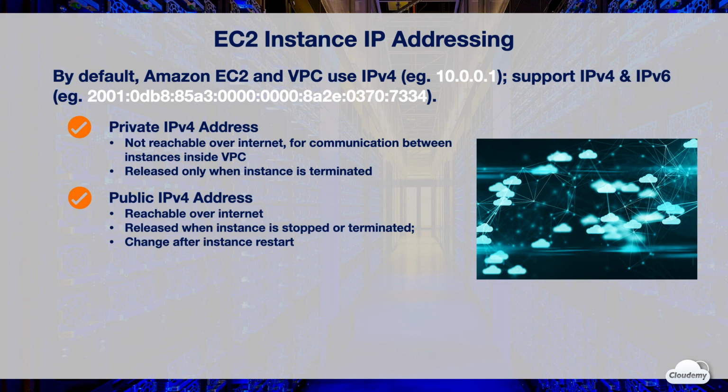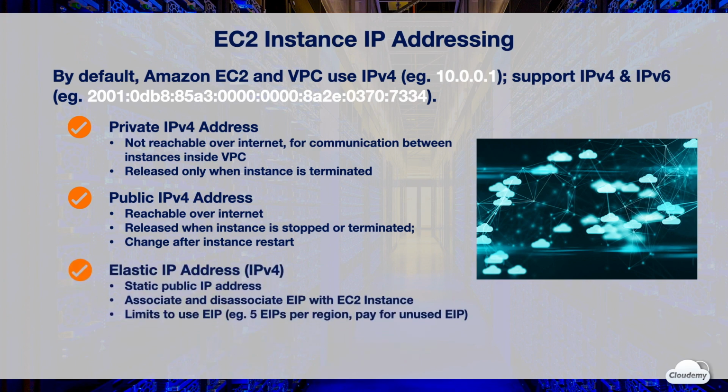Public IPv4 address will change after the instance is restarted. You cannot disassociate or associate public IP address to an instance manually. Elastic IP address for IPv4 is another option, primarily used to remap the address to another instance in the case of an instance failure. It's a static public IP address associated with the AWS account. You can associate and disassociate an EIP to an instance manually.